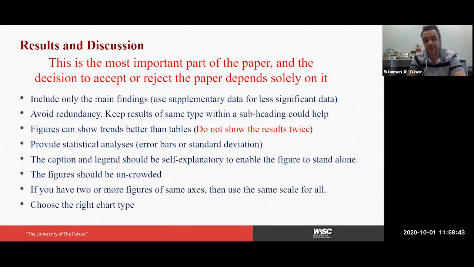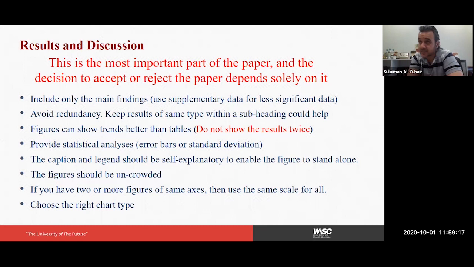Figures can show trends better than tables. So if you can represent it in a graphical way, it's better than presenting it in a table. However, if you are presenting it in a graph, you should not represent it in a table, and vice versa. You should represent it only once. If you want to speak about trend, it's better to represent it in figures. A table shows different factors that, if they were presented in a figure, would end up as very crowded figures. So you can put it in a table.